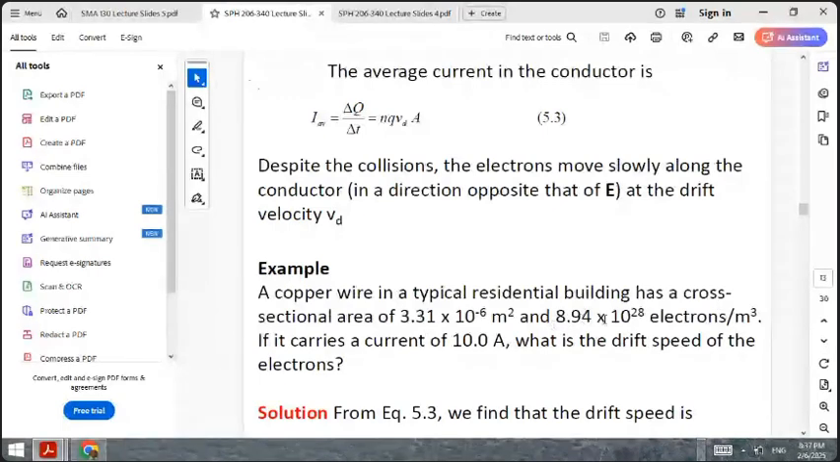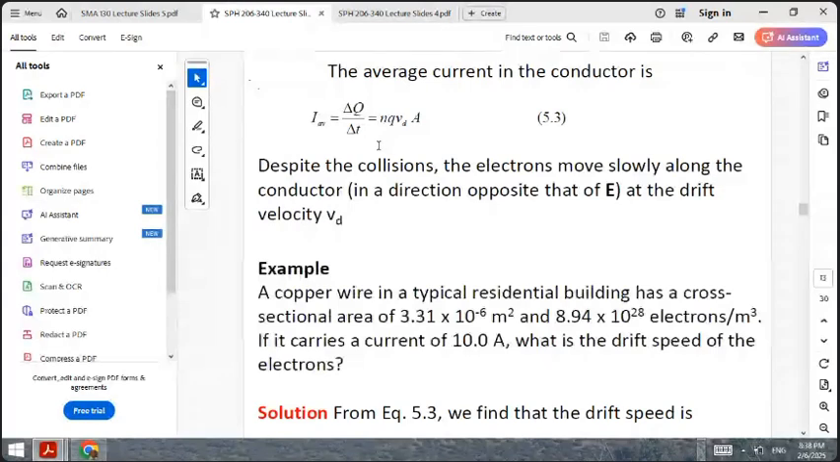So we are given the cross-section area as 3.3, and we are also given the concentration of electrons in that small element of material we are considering. So this is a copper wire with this cross-section area and this number of electrons in a given volume. And there is a current flowing through which is 10. So what do we want? We want the drift velocity.